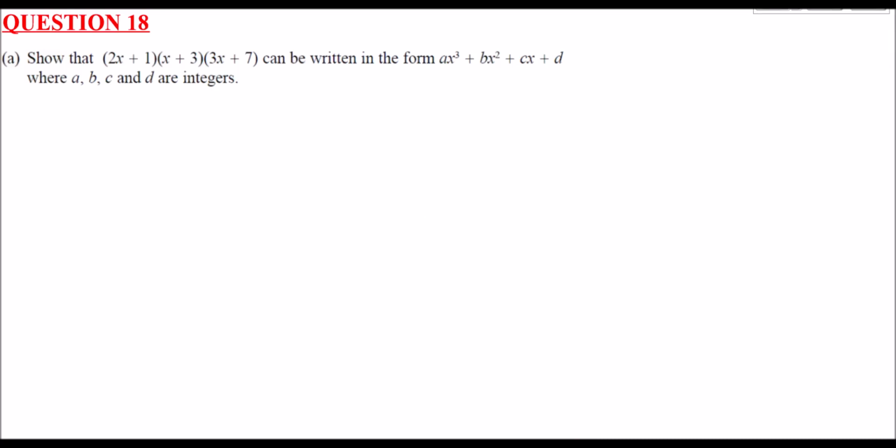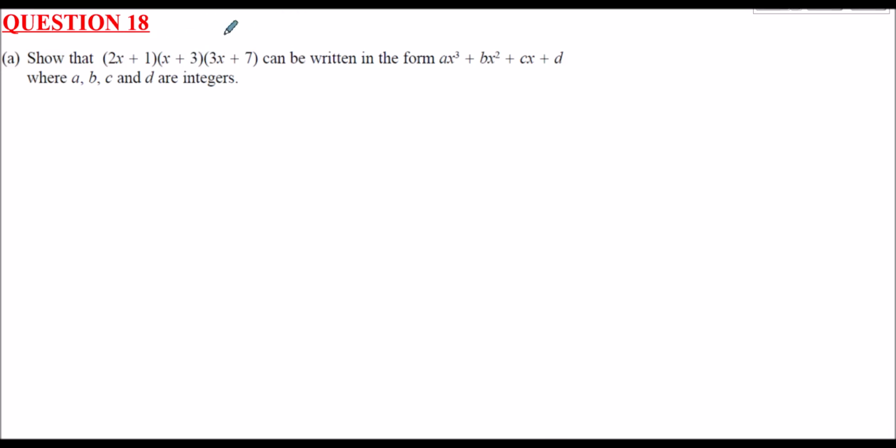Question 18, we need to expand three sets of brackets so that we can prove that these three brackets expanded out can be written in the form ax cubed plus bx squared plus cx plus d. A, B, C and D are just whole numbers which might be negative, in other words integers. However, because all terms here are positive, A, B, C and D will all be positive as well.